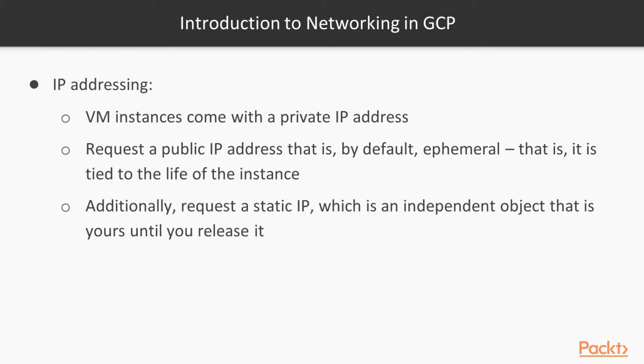Additionally, a third type of IP is static, and this is the independent type of IP. This is what AWS calls an elastic IP. It's yours until you release it. You can assign it to any resource you want. So there are 3 types of IP addressing in Google: private, public, and static.